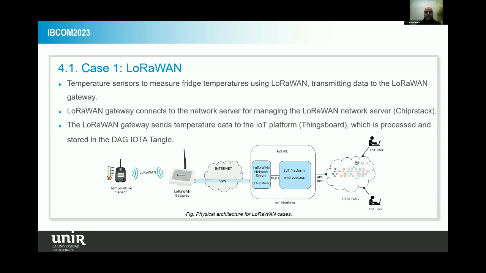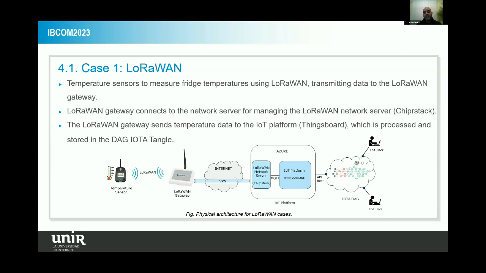This gateway establishes a VPN tunnel to an instance of Microsoft Azure where the ChirpStack service is located. The ChirpStack service is responsible for managing the private LoRaWAN network. ChirpStack is an open source LoRaWAN network server, so it's free and you don't have to pay to use it. The initial ingestion of temperature data sent by the LoRaWAN gateway is done on the ThingsBoard IoT platform.